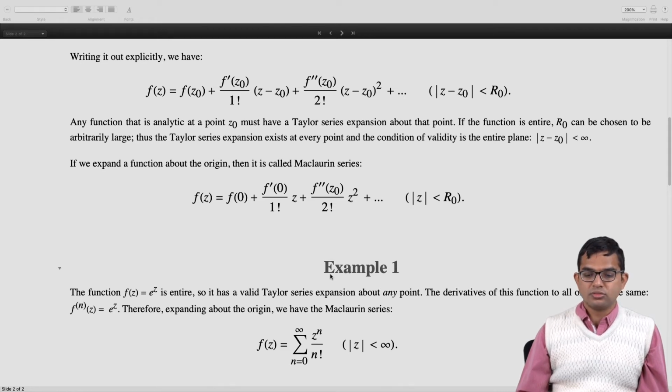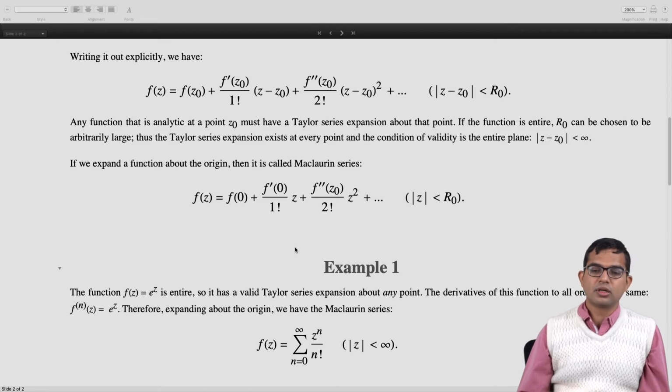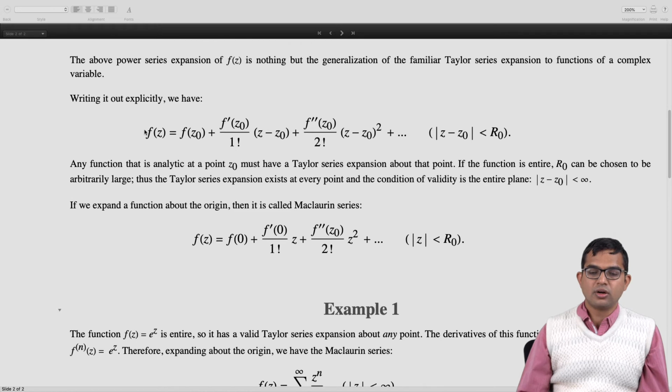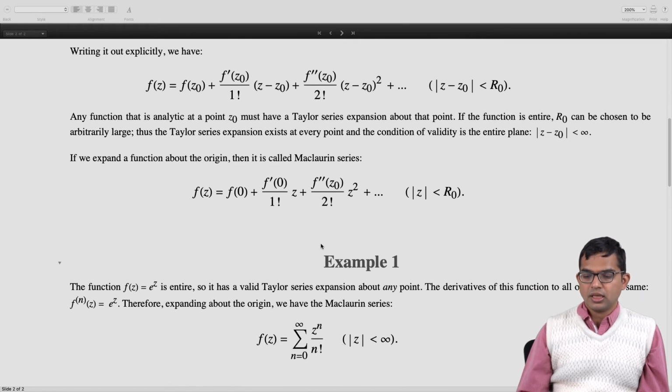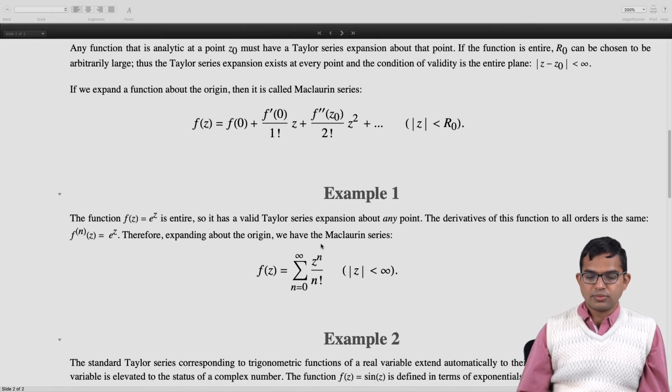Right, so you could also work out the expansion about some other point. So in place of z to the n, you will have z minus z naught the whole power n, and it's just a matter of shifting z to z minus z naught, right? And then you will see that this is according to this Taylor expansion. So let's look at another example.